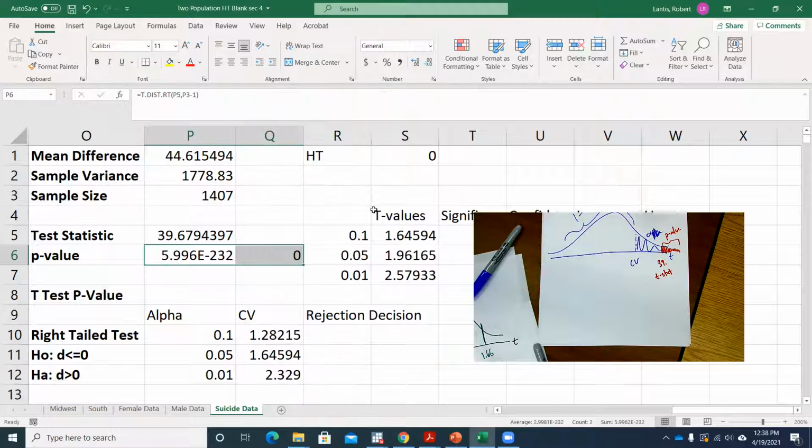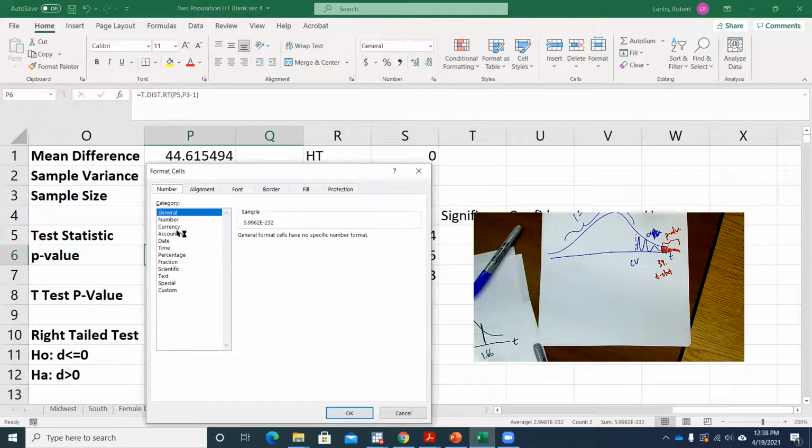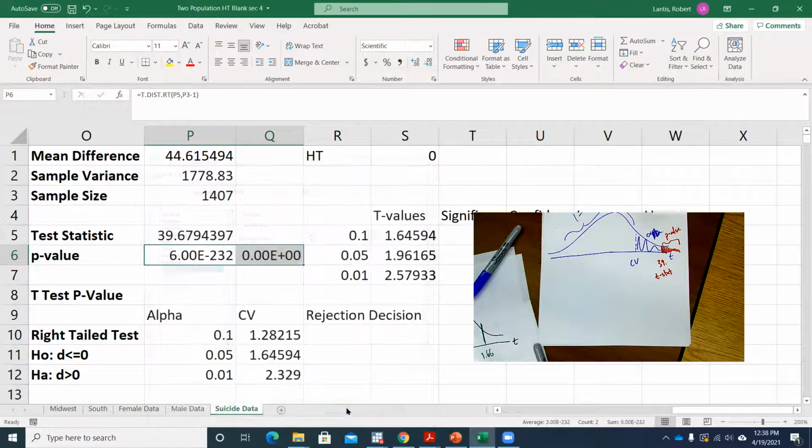Let me see. Format cells. We'll go scientific. Hit OK. Well, there must be a little bit of rounding that's different in that t.dist, but it's basically right. We get a p-value of basically 0. And I'll show you these line up more when this isn't so close to 0 that there could be rounding errors.